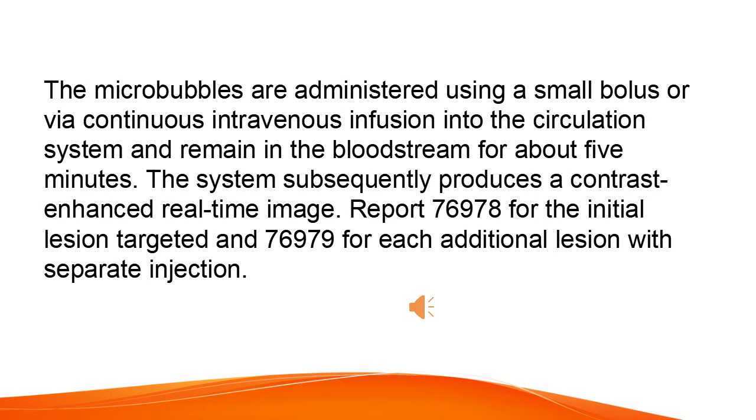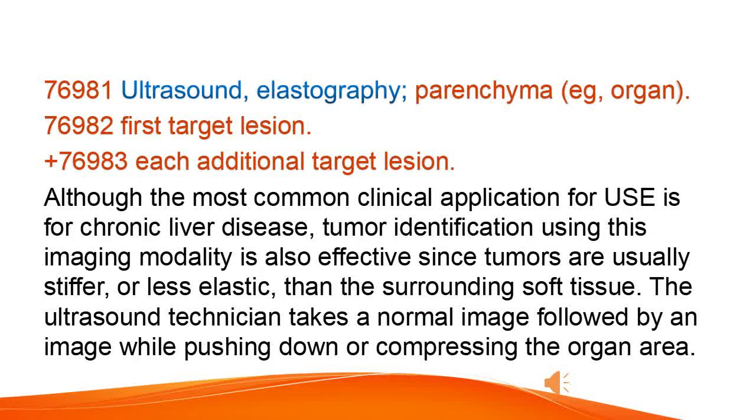Ultrasound, elastography, parenchyma, e.g., organ. First target lesion. Plus 76983 each additional target lesion. Although the most common clinical application for use is for chronic liver disease, tumor identification using this imaging modality is also effective since tumors are usually stiffer, or less elastic, than the surrounding soft tissue.